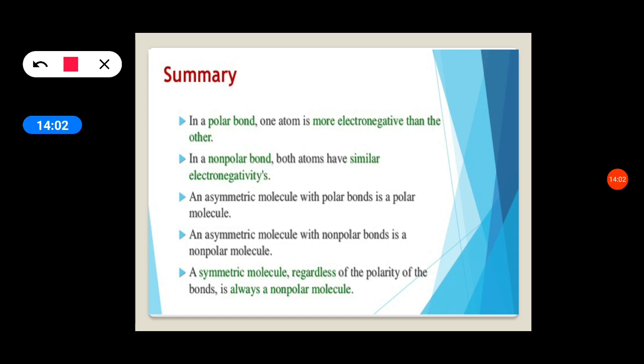So I hope you understand what is polar and non-polar covalent bond. In the next class, we are going to study about dipole moment. Due to this polarity, some movement of the electron charge is measured by dipole moment. So in the next class, we will discuss this dipole moment.